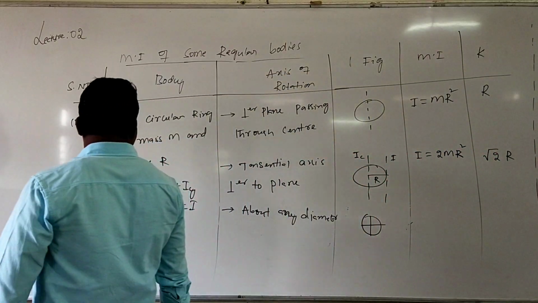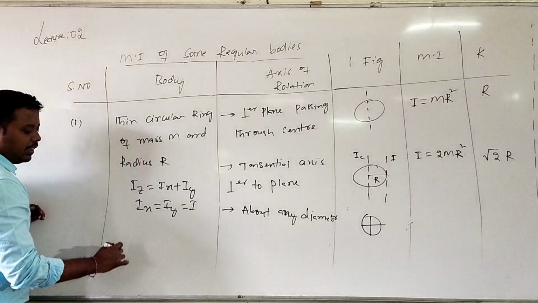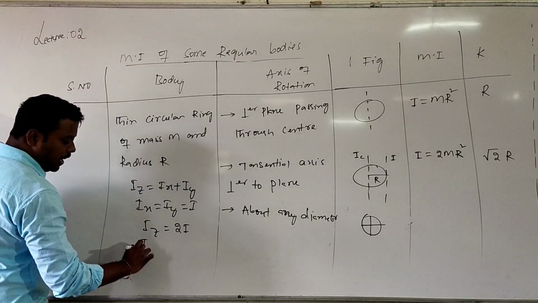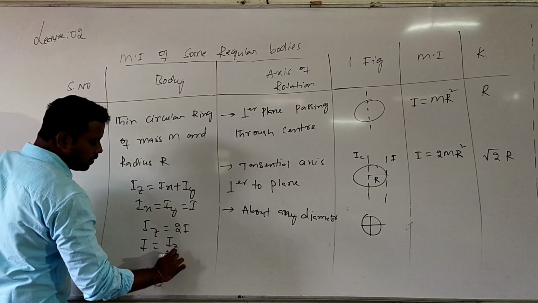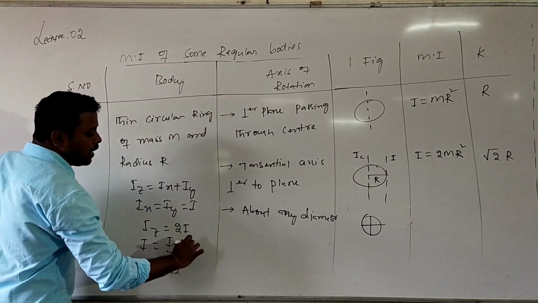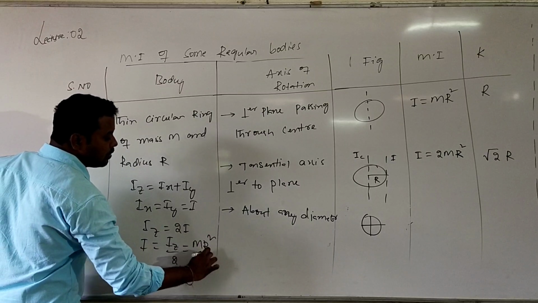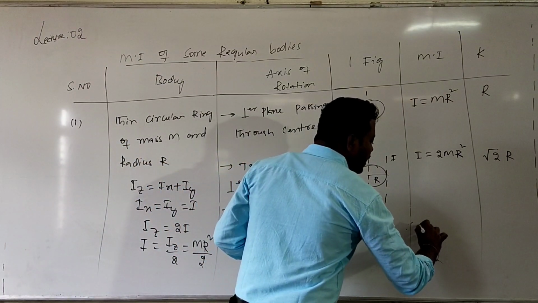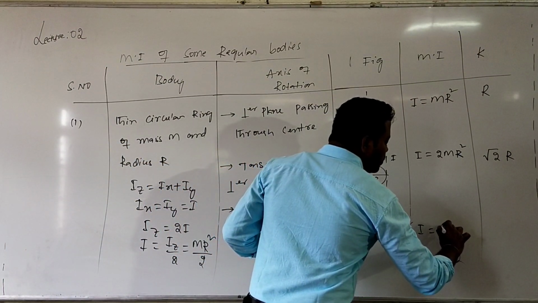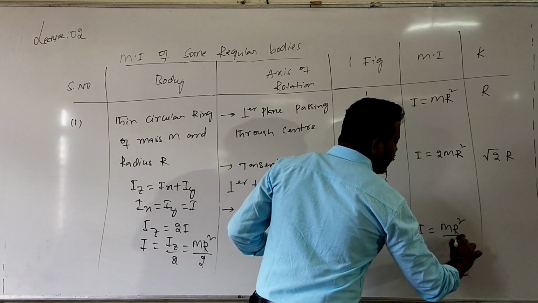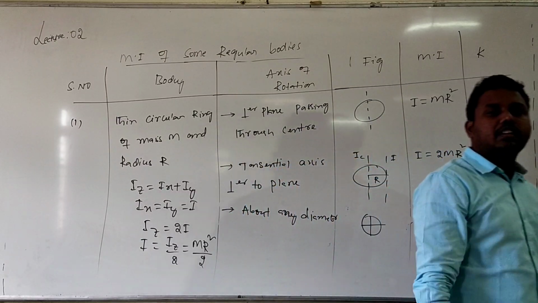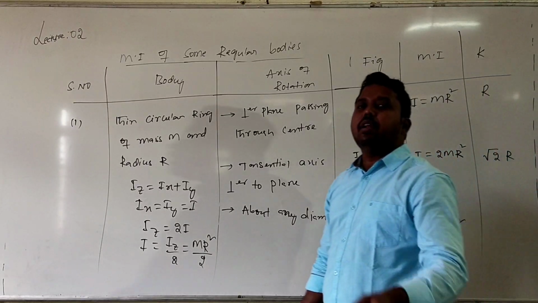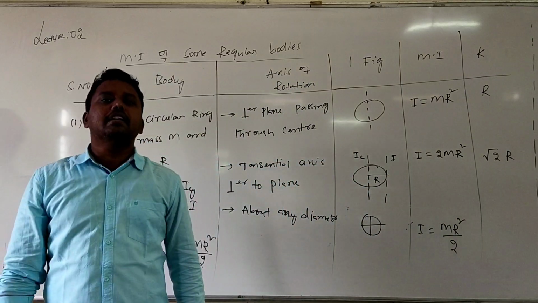So what can I write? Ix is equal to Iy is equal to I. Then Iz is equal to 2 into I. So I is Iz by 2. Iz, perpendicular to the plane passing through the center, is mr square by 2. Therefore, the moment of inertia I will be equal to mr square by 2. Always remember, whenever the value perpendicular to the plane is given and you want to calculate about an axis lying on the plane, it will be exactly half of the value. So mr square by 2.